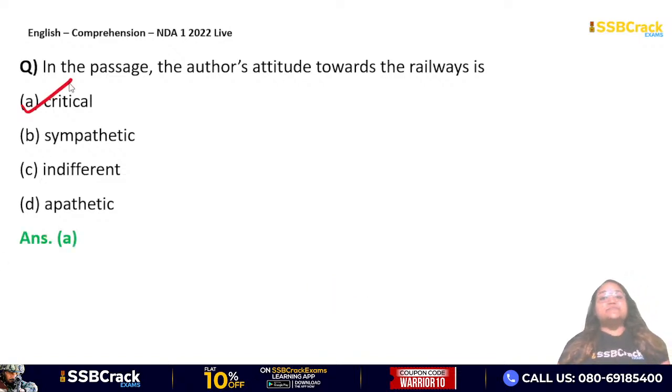Option A. He is being critical, because he said that before the railways, there was no distinction between superior and inferior class. But with the advent of railways, distinction started to come in, right? So that is why the author's attitude towards the railways is a bit critical.